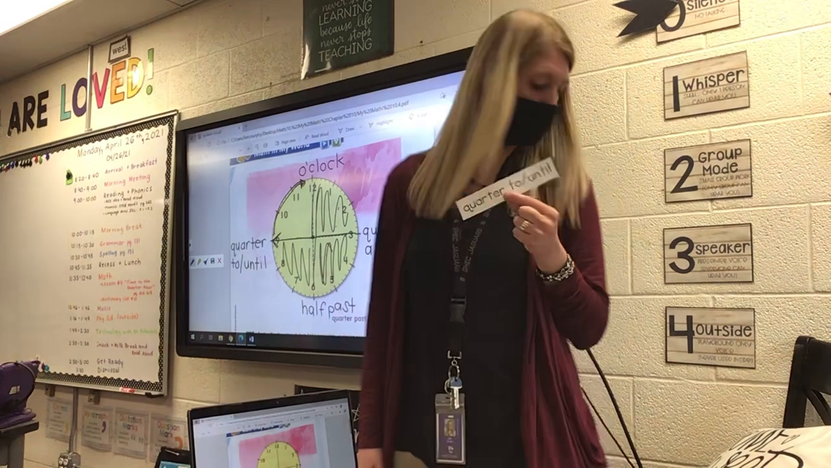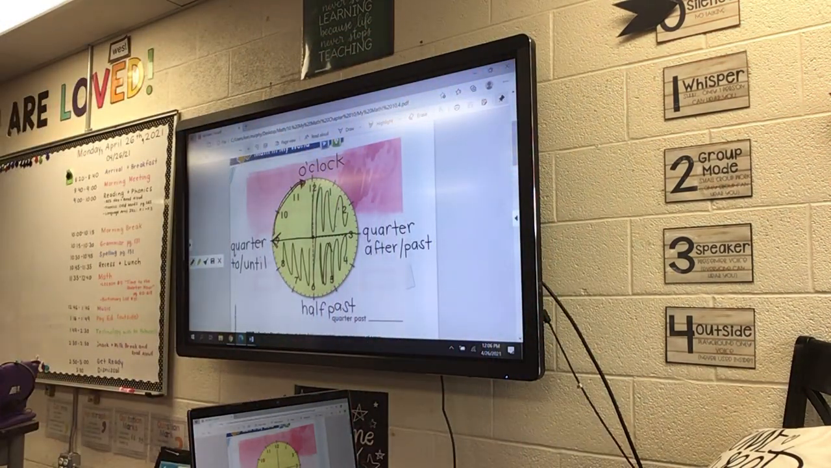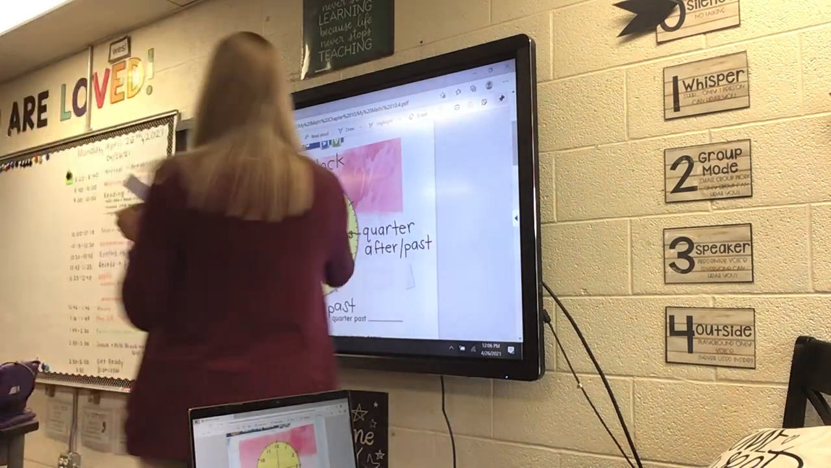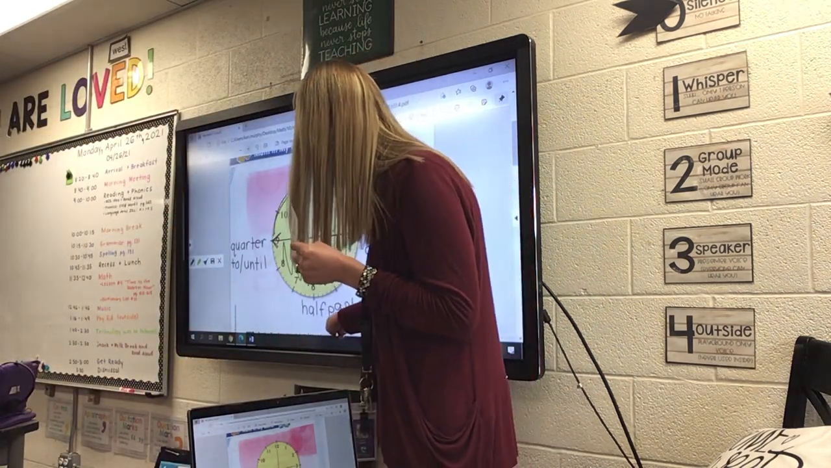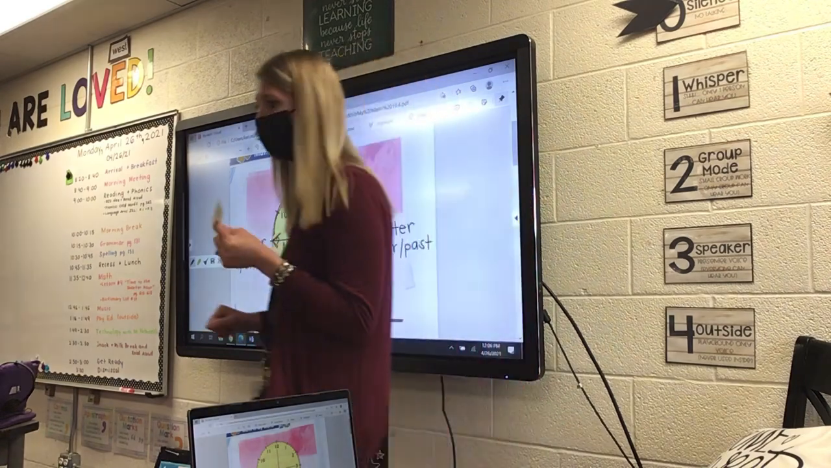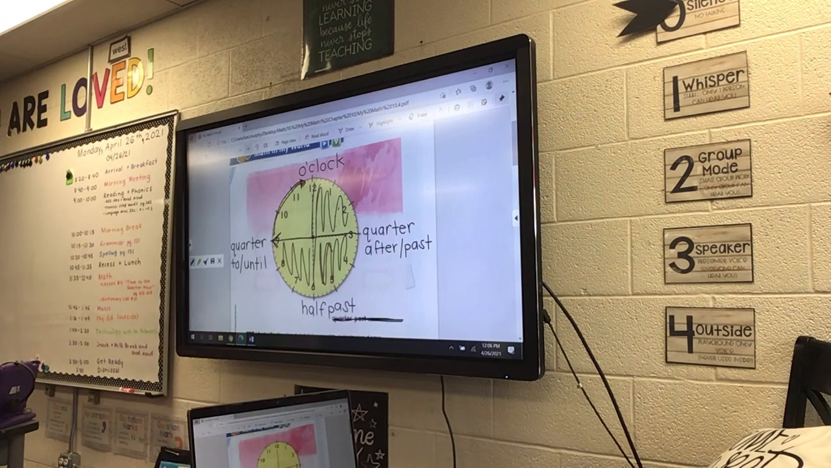Now, down here at the bottom, I've got to look at the sheet here. I think we're just going to skip that part because I just want us to make sure we write these. So down here it says a quarter past, just cross that off. Okay. We're not going to worry about that because we've been practicing on our small clocks.